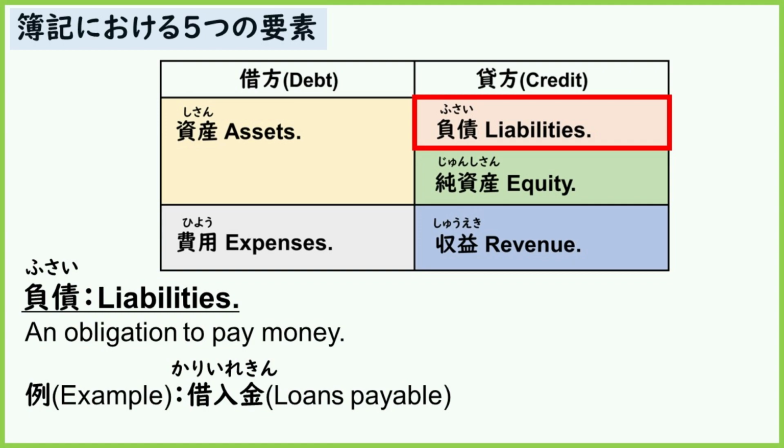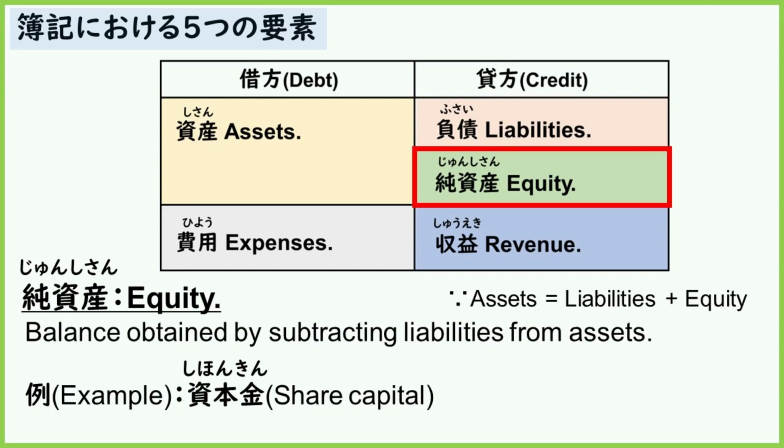Liabilities. An obligation to pay money. For example, loans payable is classified as liabilities. It represents the obligation to repay money later because the company is in a state of borrowing money from other companies or banks. Equity. Balance obtained by subtracting liabilities from assets, because assets is the sum of liabilities and equity. For example, share capital is classified as equity. Share capital refers to the money paid in by shareholders, and there is no obligation for repayment.